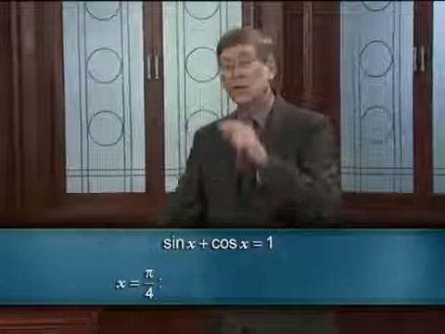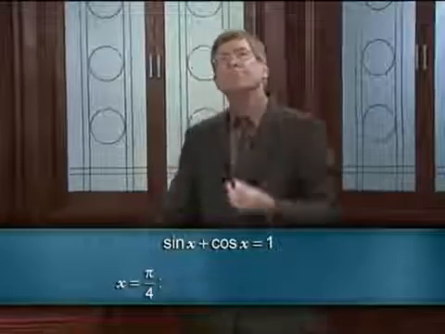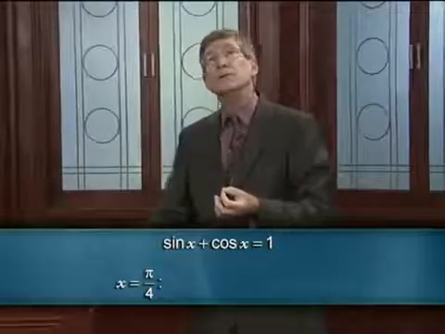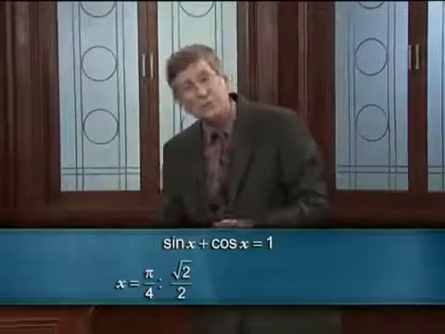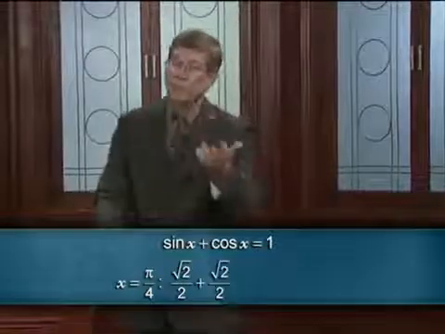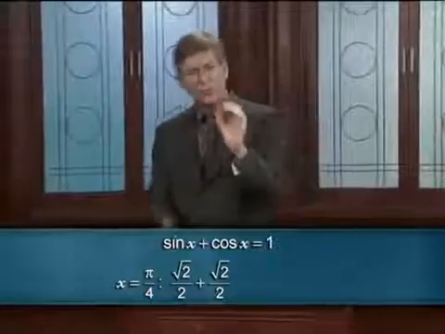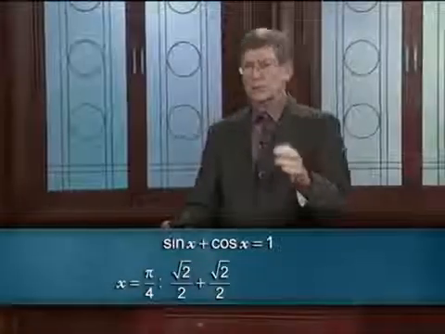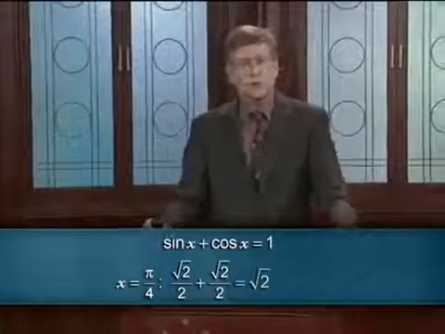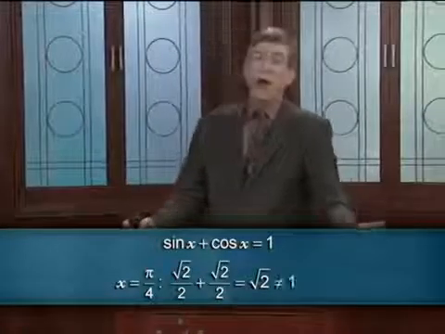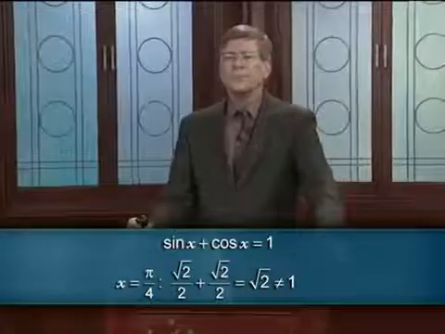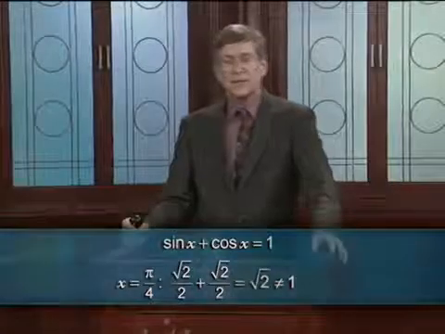Let's try it out. What's the sine of pi over 4? 45 degrees. Oh, square root of 2 over 2. What's the cosine? Square root of 2 over 2. So the left-hand side is square root of 2 over 2 plus square root of 2 over 2, which adds up to the square root of 2. What's the right-hand side? 1. They aren't equal. So it's not an identity. Of course, you might ask a deeper question. Is it ever true? For example, if x is pi over 2, it is true.